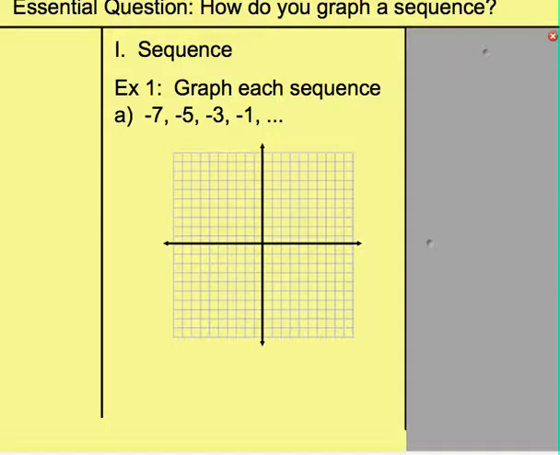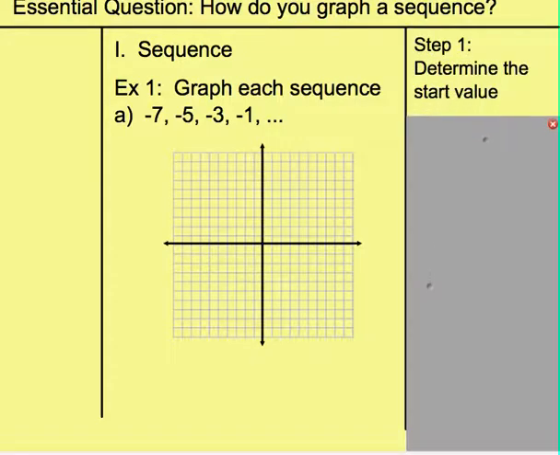A couple of different options when we're given a list of sequence. We could go ahead and write the equation the same way that we did yesterday. Another option is to just graph the list of numbers. So either way, we're going to start by figuring out our start value like we did yesterday. In this case, we've got a -7.